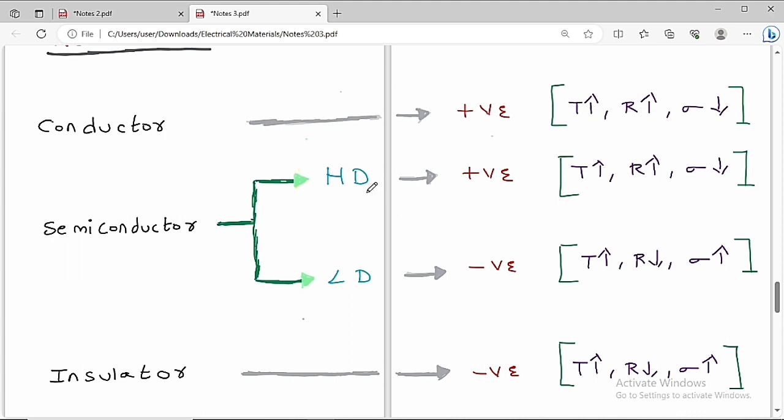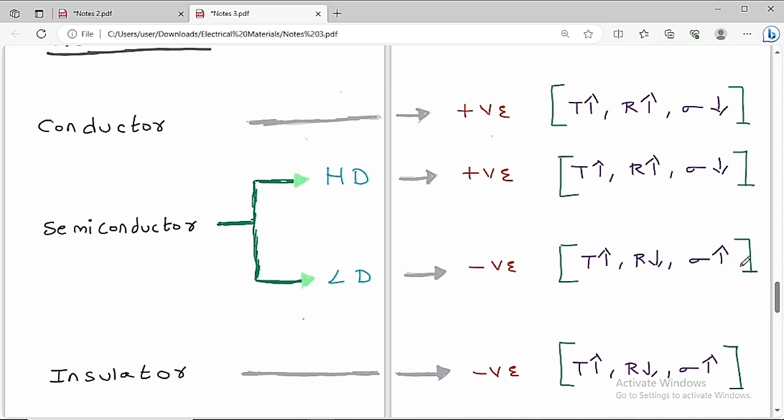So a highly doped semiconductor is going to have a positive temperature coefficient of resistance. It means as temperature increases, the resistance will increase. Because of that, current will decrease. Whereas a lightly doped semiconductor is going to have a negative temperature coefficient of resistance. So because of this, as temperature increases, the resistance will decrease.